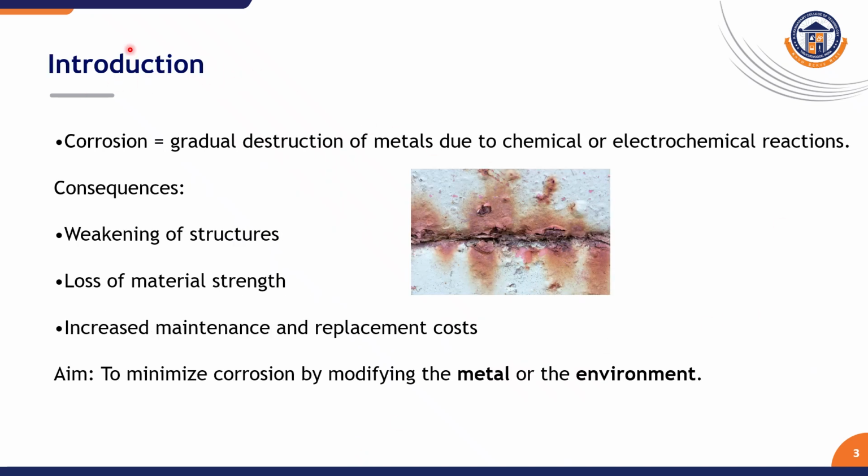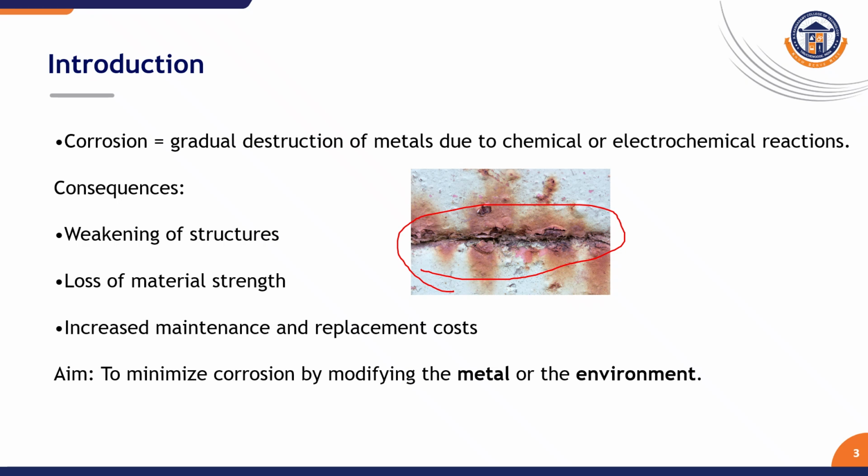So what is the introduction? You should know what corrosion is. Corrosion is the gradual destruction of metals due to chemical or electrochemical reactions. See the diagram over here. It shows how the metal gets corroded. This metal is embedded in the concrete wall, so due to exposure to the environment, it leads to corrosion.